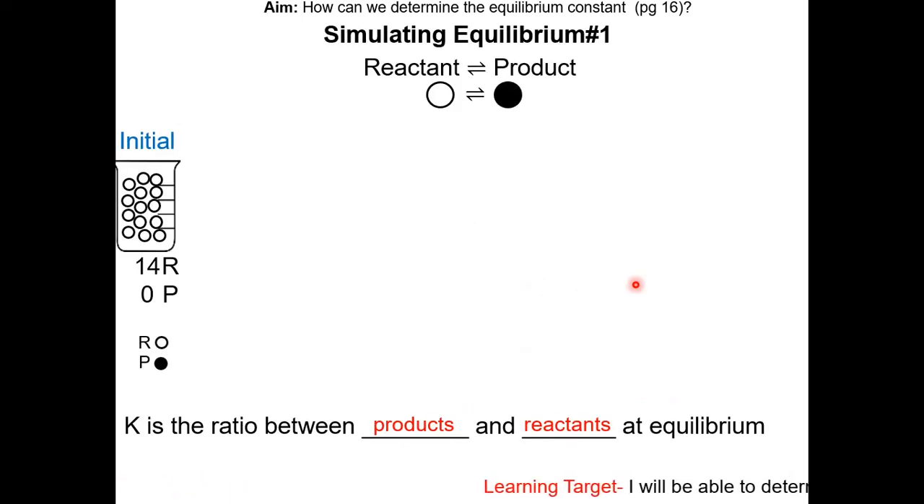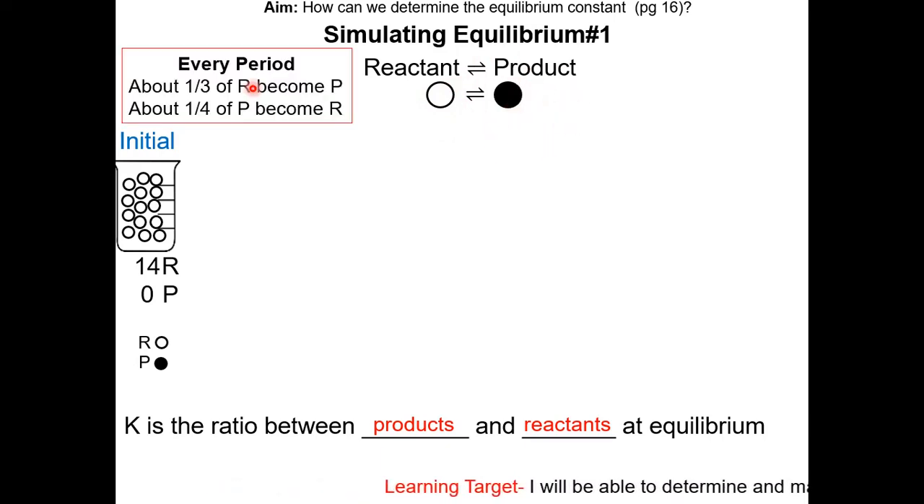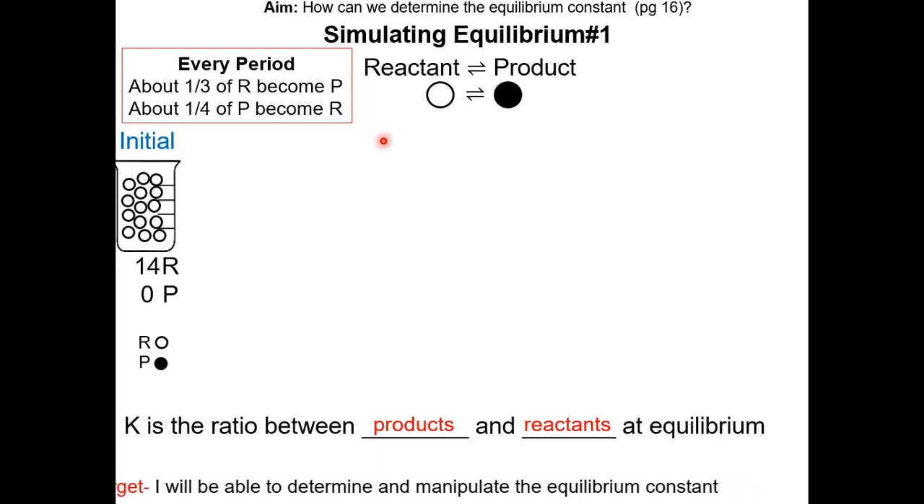Now we're going to go over 3 simulations involving the equilibrium constant to help you visualize the relationships. All 3 simulations will involve the same reaction, the white circle, which is the reactant, and the black circle, which is the product. The forward and reverse reaction will be the same for all 3 simulations. For every period, for the forward reaction, about 1/3 of reactants become products. For the reverse reaction, about 1/4 of products become reactants. There will be some estimation here.